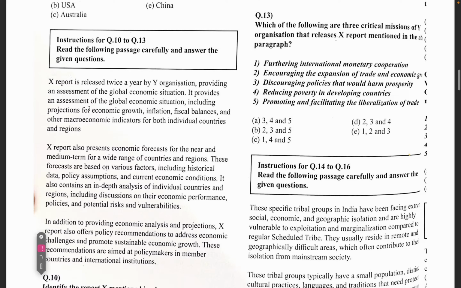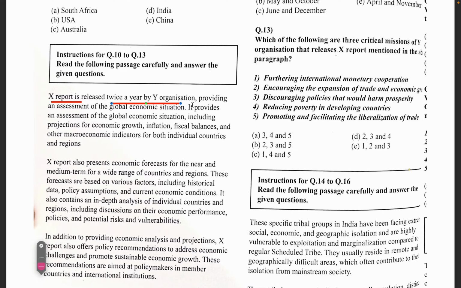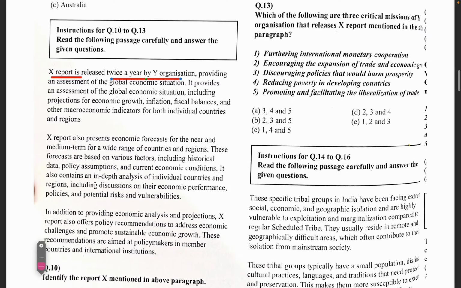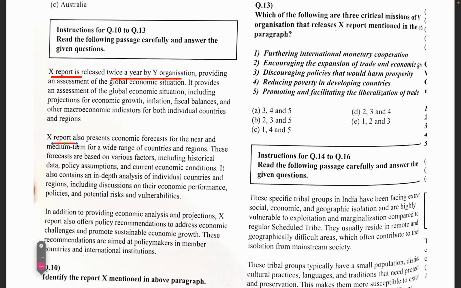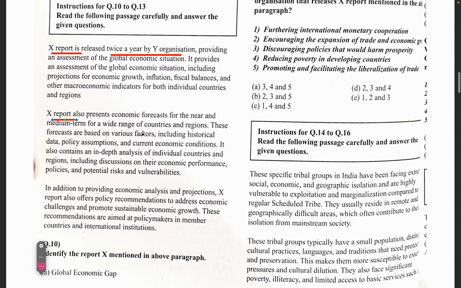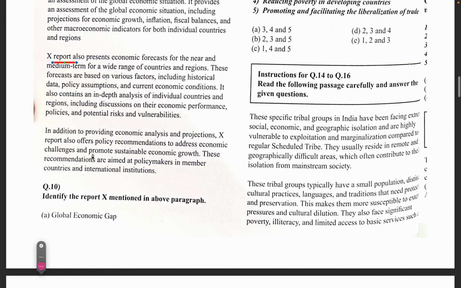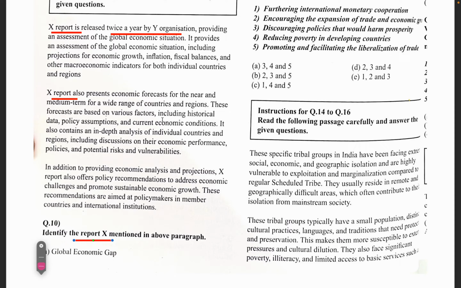Now moving on, from 10 to 13, there is an X report, okay, again a variable, released twice a year by Y organization. So here, they have two variables now. So they are making it more difficult. So here what we need to do, they are giving some information about what this report is doing, like the X report presents economic forecast for the near and medium term, and you can read in detail. Now they're asking, identify the report X. Okay, now if you see economics and global economic situation, you can understand, okay, it is related to the economy.